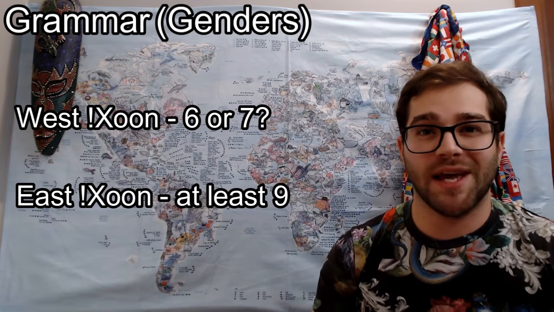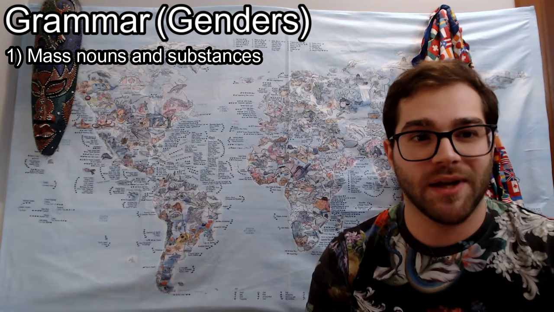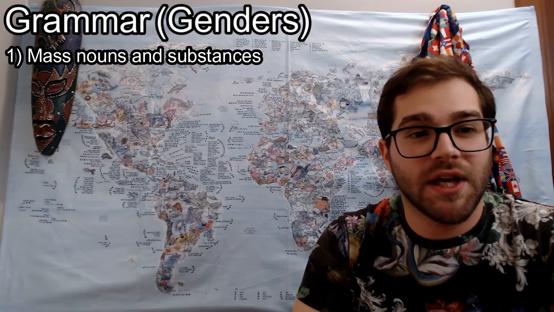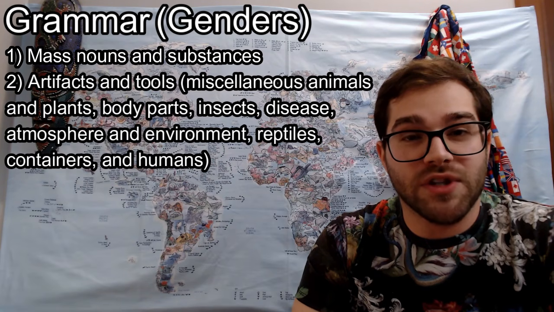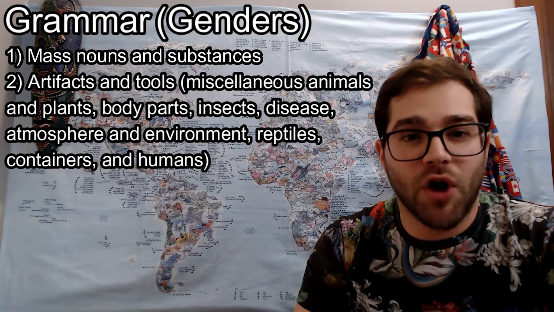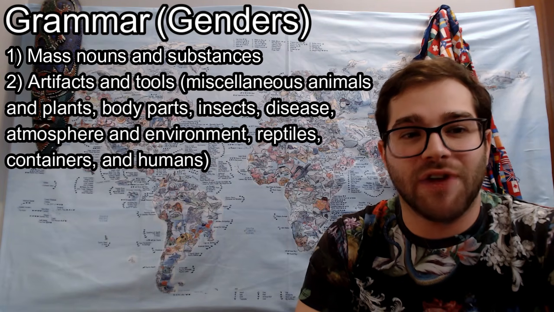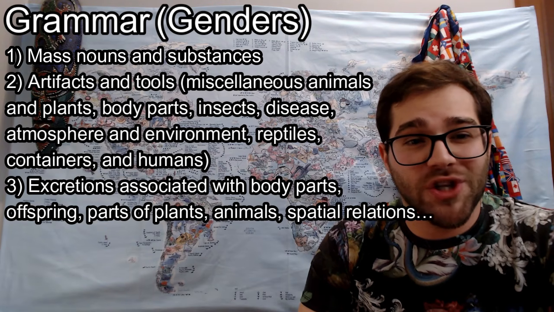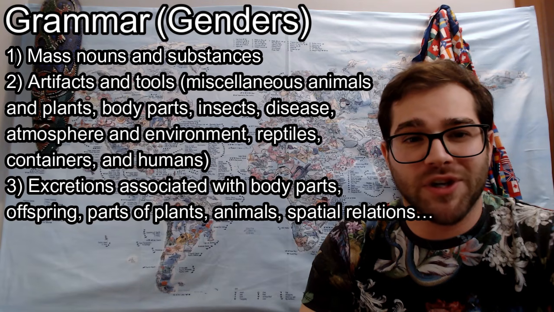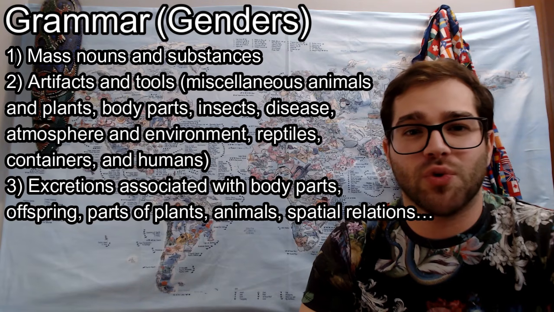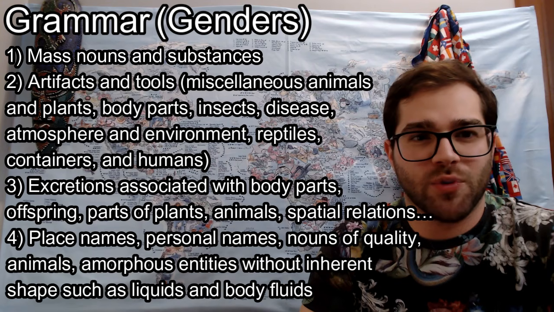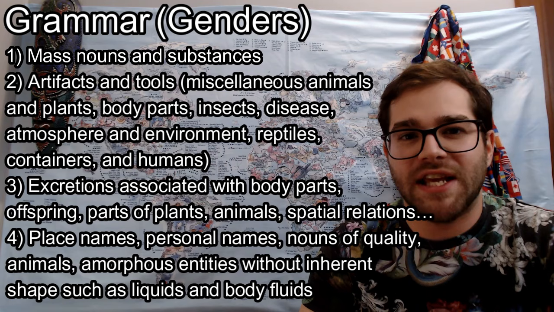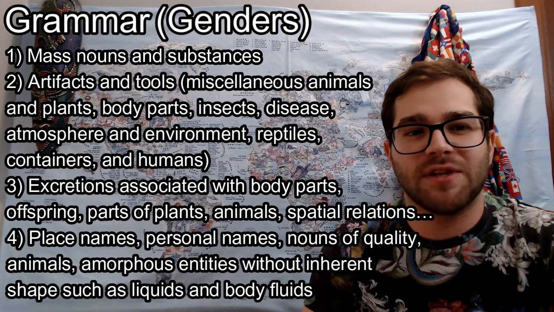And here are just a few examples of what general categories there are. The first one, mass nouns and substances. Okay, so far so good. The second, artifacts and tools, including miscellaneous animals and plants, body parts, insects, disease, atmosphere and environment, reptiles, containers, and humans. The third one, excretions associated with body parts, offspring, parts of plants, animals, spatial relations, etc. Fourth one, place names, personal names, nouns of quality, animals, amorphous entities without inherent shape, such as liquids and body fluids.